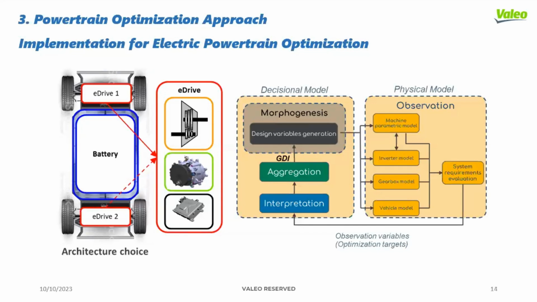Now let us take it into the electric powertrain point of view. As I said, we are interested in optimizing the e-drive: the gearbox, the machine, and the inverter. So we will have in the observation phase different models implemented here, as well as for the vehicle, if we are interested in calculating some performance on the vehicle level. We will use these models to evaluate the system requirements and then feed it back to our decisional model, the 3 steps of our decisional model.